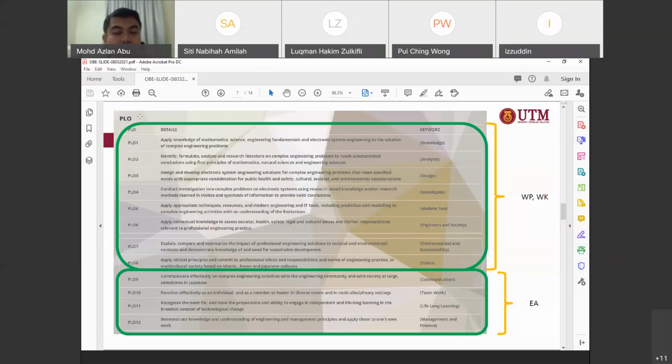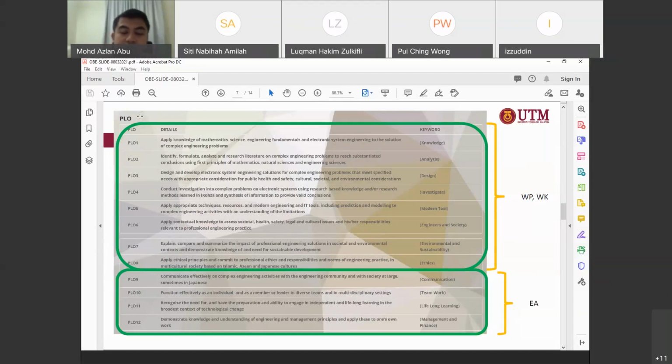PLO11, lifelong learning: you recognize the need for, and have the preparation and ability to engage in, independent and lifelong learning in the broadest context of technological change. Sometimes the lecturer gives you an independent or take-home quiz, or a take-home assignment. This will fall under lifelong learning. PLO12: demonstrate knowledge and understanding of engineering and management principles and apply this to one's own work. This will fall under management and finance.